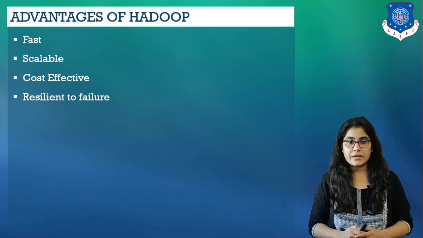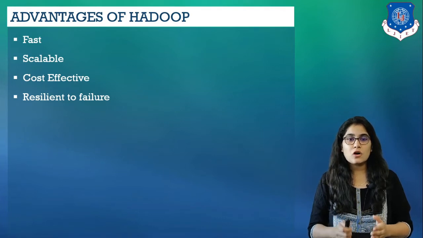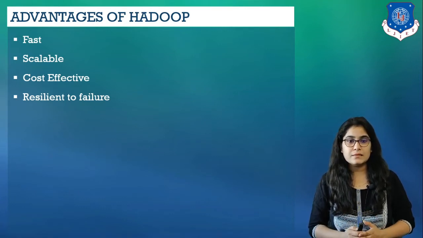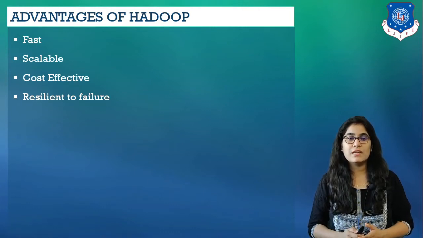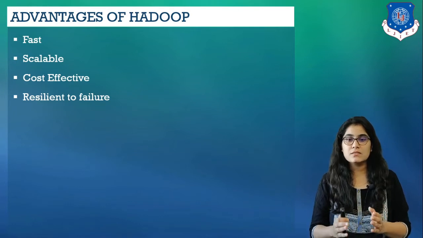Next, cost effective. Hadoop is open source and uses commodity hardware to store data, so it is really cost effective as compared to traditional relational database management systems. And last is resilient to failure. HDFS has the property with which it can replicate data over the network. So if one node is down or some other network failure happens, then Hadoop takes the other copy of data and uses it. Normally, data are replicated thrice, but the replication factor is configurable.